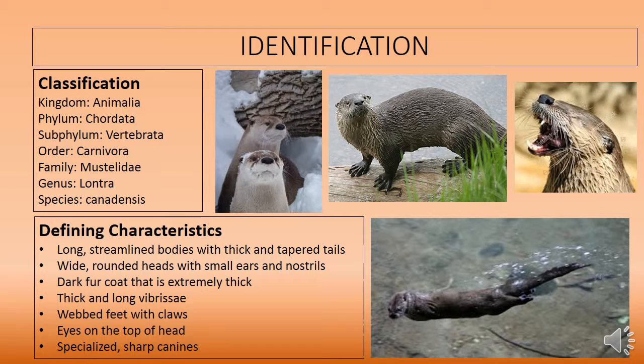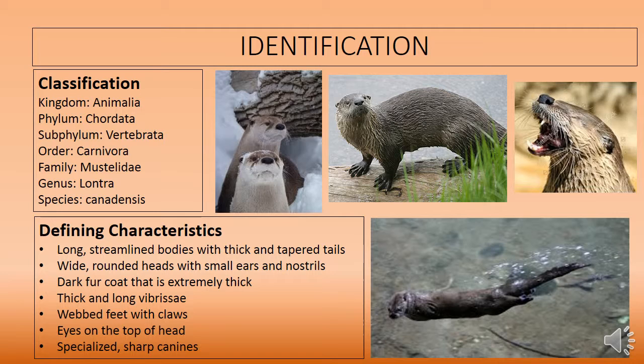Some of the defining characteristics of North American river otters: they have really long and streamlined bodies with thick and tapered tails. So they're very sleek and thin and can move through the water very quickly because they're so long and their bodies are lean. And that thick tapered tail helps them to move through. It's kind of the large muscle for mobility through the water.